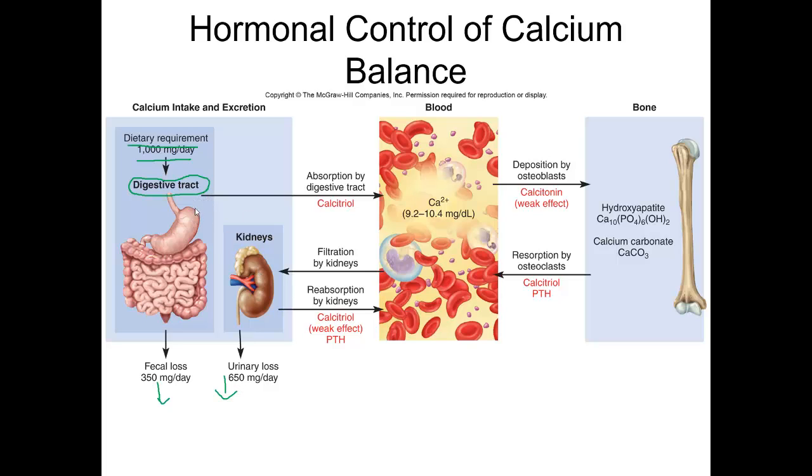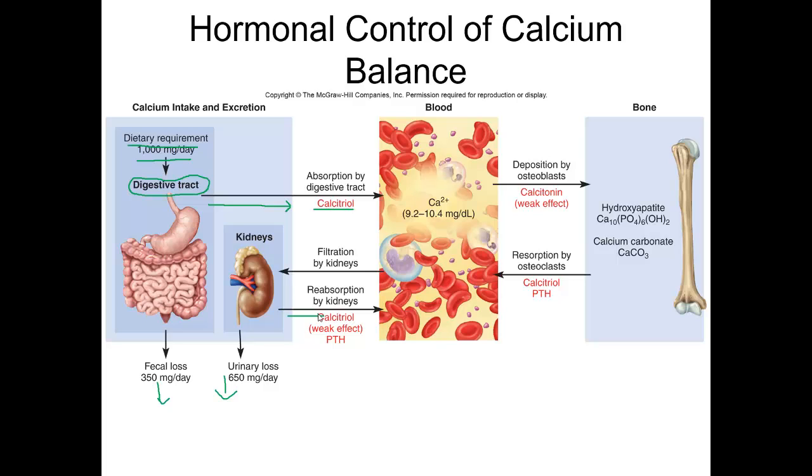Now, the digestive tract absorbs calcium with the help of calcitriol, aka vitamin D. The kidneys absorb calcium as well, with the effect of calcitriol as well as the parathyroid hormone. When it is absorbed by the digestive tract, it is floating around in the bloodstream. It is also floating around in the bloodstream when it is absorbed by the kidneys.